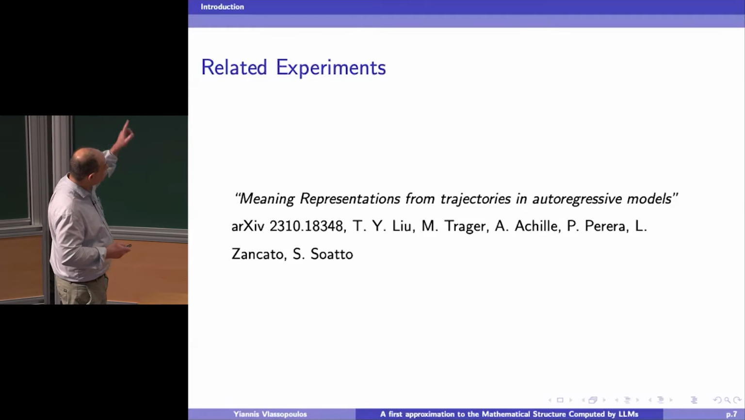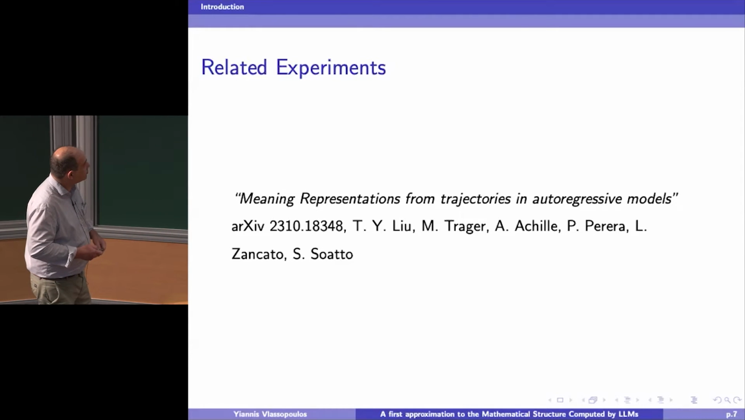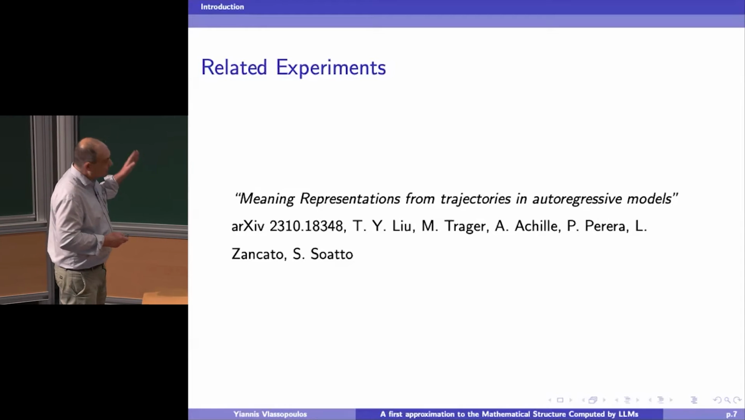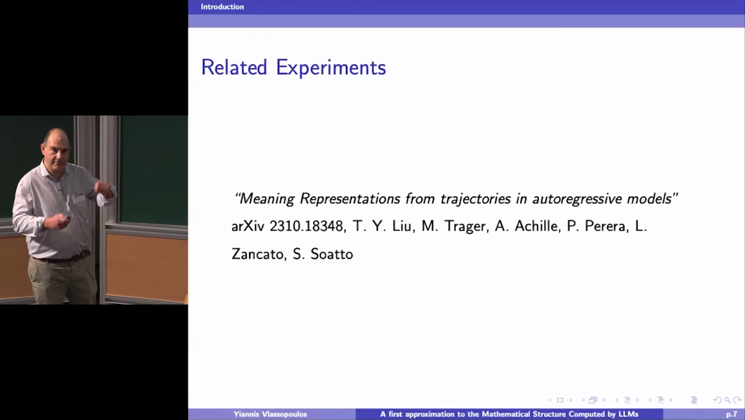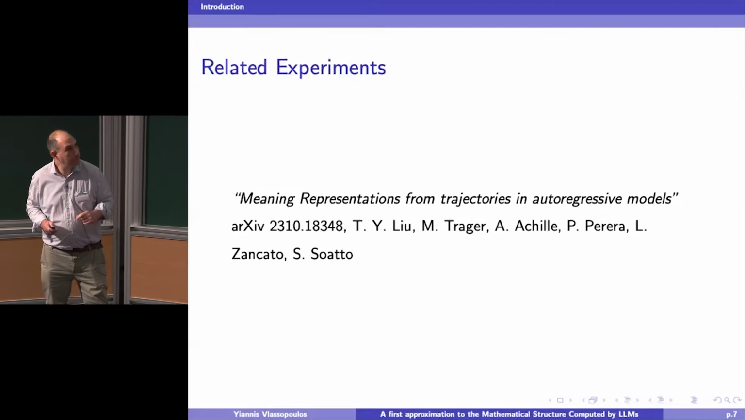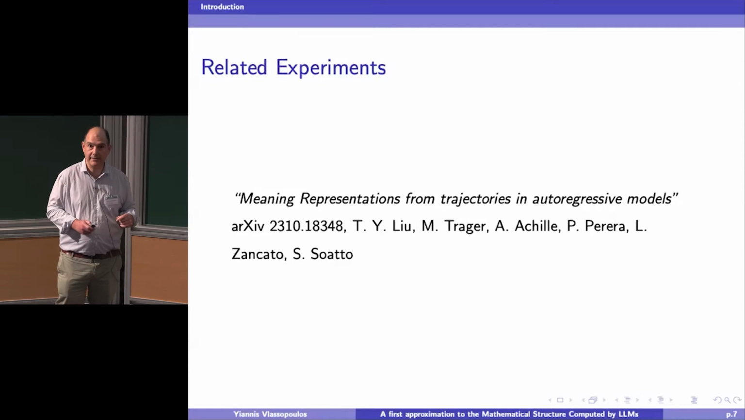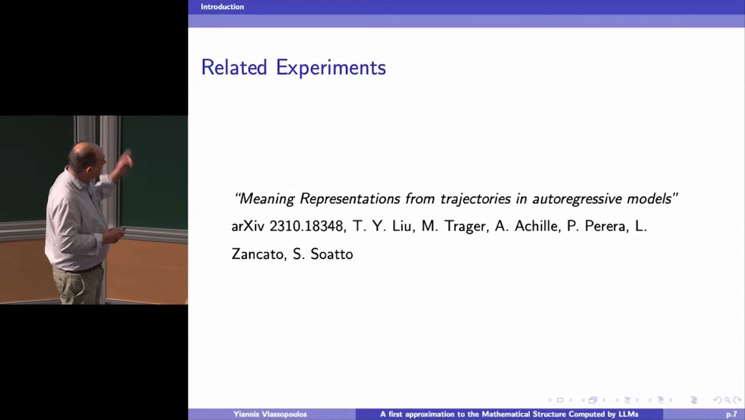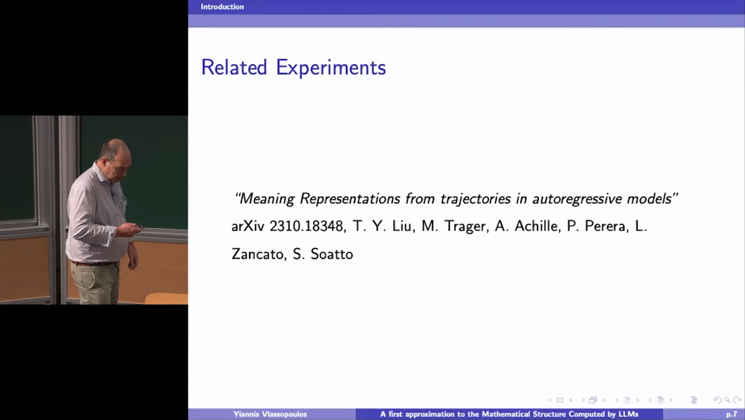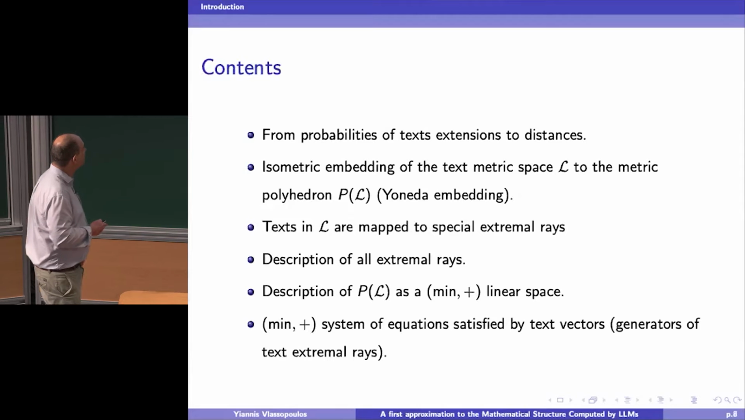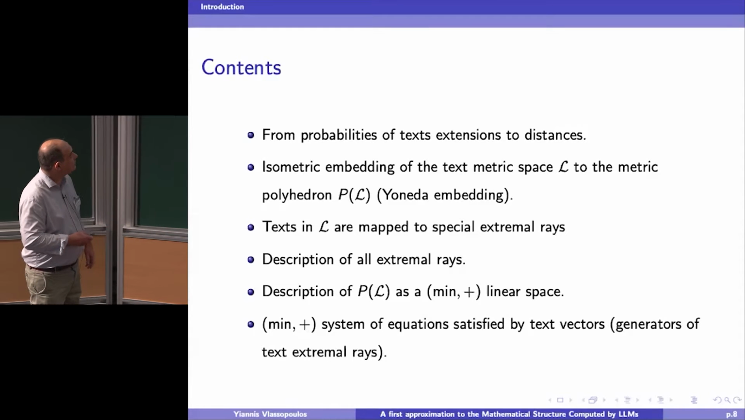And there were some experiments done by this group of Liu, Trager, Achille, Pereira, Zancato, and Soatto, where they use what we're going to see is called the Yoneda embedding, basically. And they perform semantic tasks, because this is supposed to be about semantic information. This is the paper, and they had very good results using these semantic vectors, which I will describe. So first, this is the content.